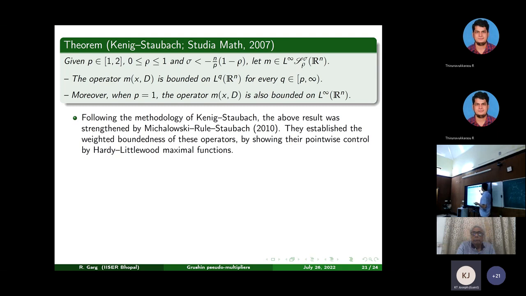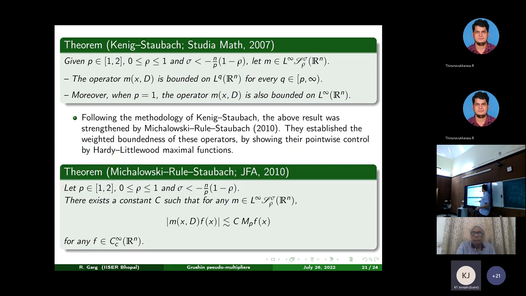Now, this has motivated us to look at a similar situation for a more abstract setting. So anyway, following this methodology, Mikulski, Rule and Staubach studied this kind of result. They studied exactly the same classes and proved what is proved here as an unweighted result; they proved the weighted analogs. Under the same set of assumptions, they proved that pointwise you can dominate the operator by M_p. So once you have pointwise domination by M_p, you get your weighted boundedness, but not the endpoint. It will not give you boundedness at p, it will give weak type, right? M_p is weak (p,p). So you still have to go back to the analysis to prove the endpoint (p,p), but otherwise everything comes up for free, not only the unweighted, but also the weighted boundedness.